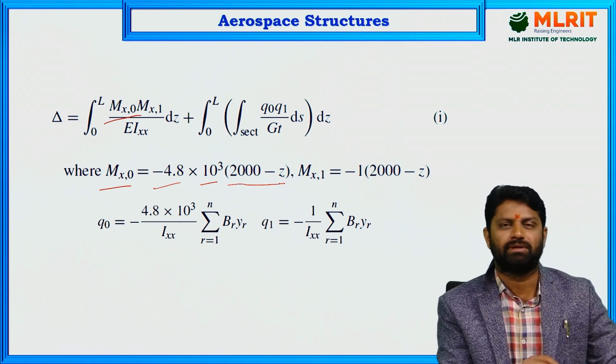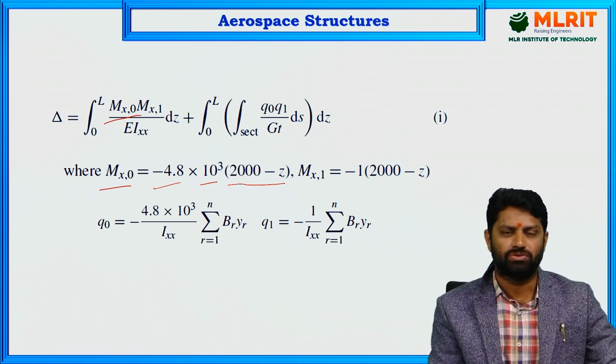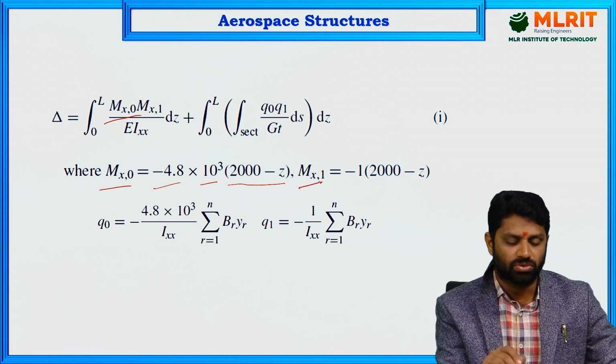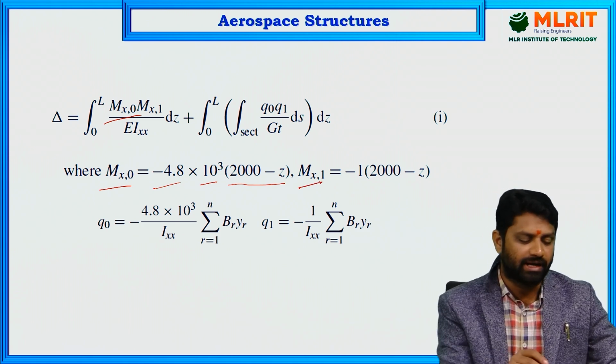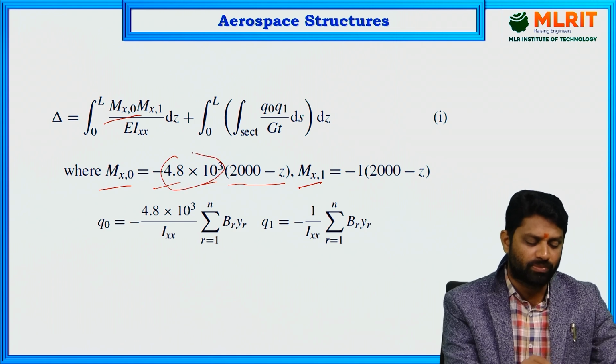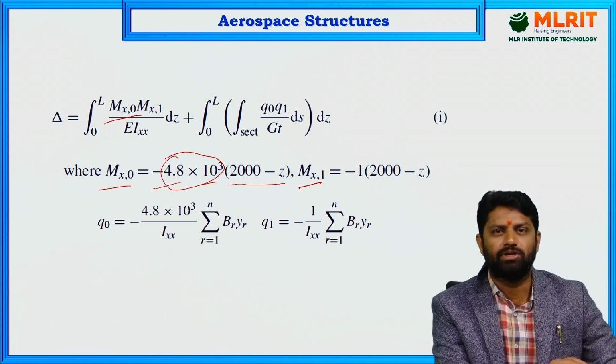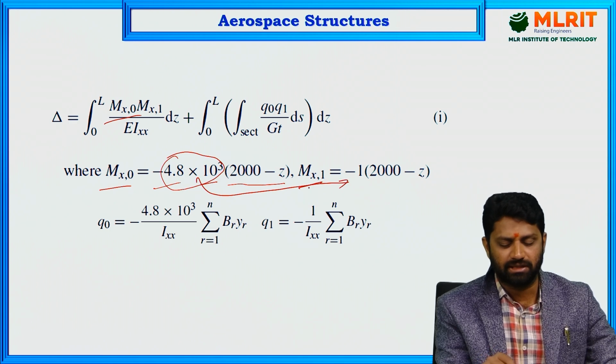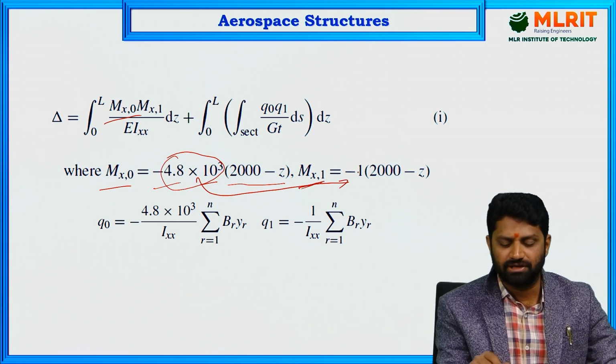So that is nothing but the bending moment due to the original load. Now Mx1, the bending moment due to unit load, you are going to get by replacing this original load of 4.8 kilonewton by a unit load, that is 1 newton. Now this has been replaced and rewritten here, then you can get Mx1. So Mx1 equals minus 1 into (2000 minus z).